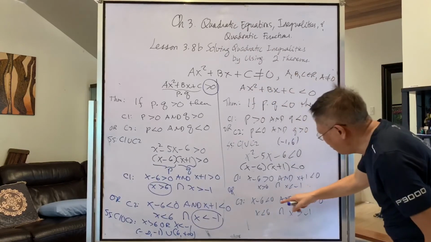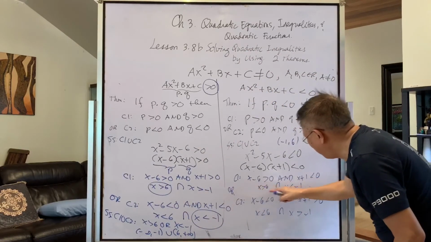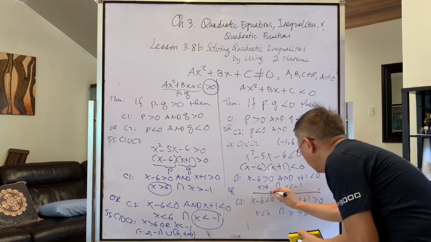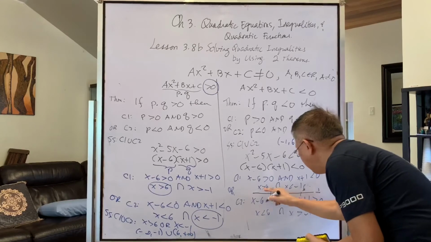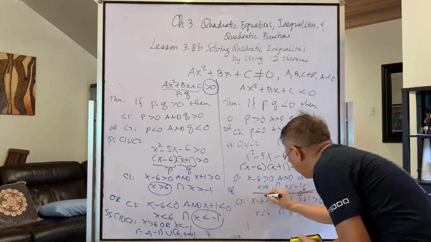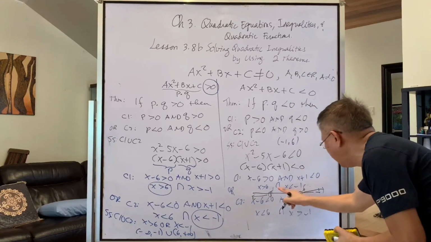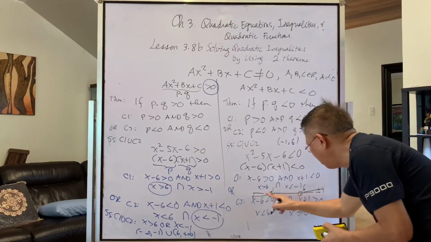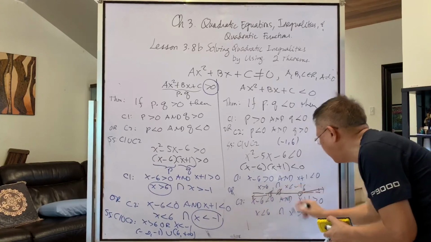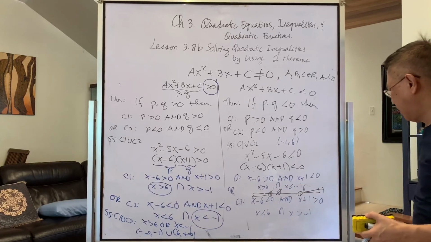Let me show you the graph of this solution. I have here a negative 1 and this one is a 6. x greater than 6 means you're moving to your right. x less than negative 1 means you're moving to your left. And we're getting the intersection of these two graphs. Obviously, they don't intersect at all. So your solution to case 1 is the null set.